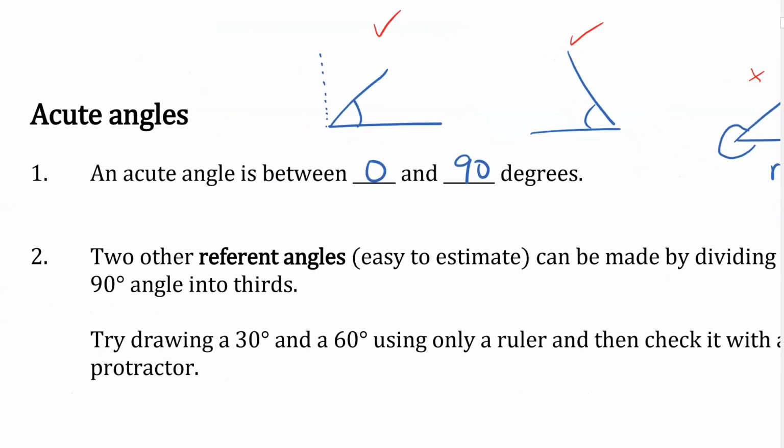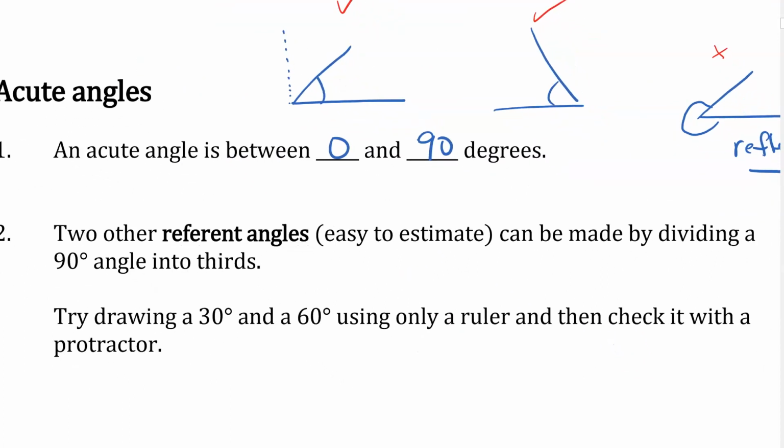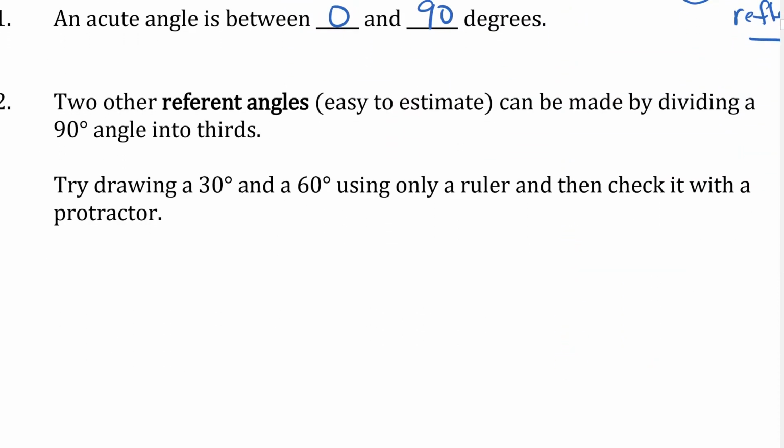Two other referent angles that are easy to estimate can be made by dividing a 90-degree angle into thirds. Try to freehand draw a 30-degree and a 60-degree angle using only a ruler and then check with a protractor. The way I'm going to do it is I'll draw my first line like this, and then again I'll estimate where the 90-degree is. Then I'm going to cut that part into thirds. So maybe one line will be over that way and another line will be that way. And I think I did a pretty good job.